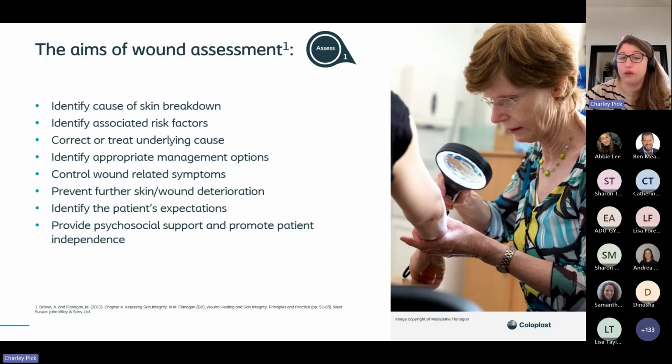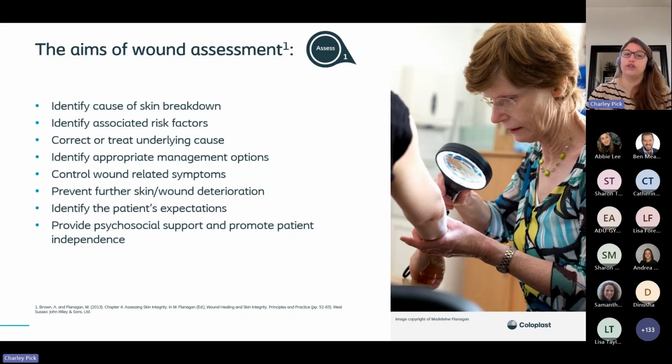You need to identify your patient's expectations. Now, I'm not sure about you, but you always get asked the question, how long is this going to take to heal? My answer is it's different for everybody. Everybody will heal at different rates. So it's really difficult to put a figure on how quickly we can get that patient to heal. But what we do need to verbalise is that we will do everything possible in our power to support that patient and their wound to heal.